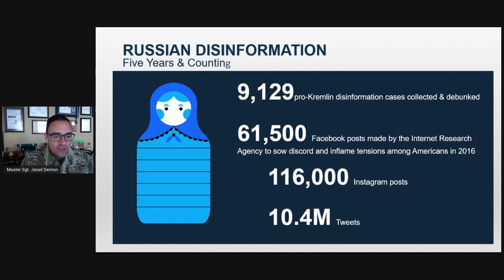In the case of Russia, there have been projects tracking false Russian narratives. Since the EU versus Disinformation site, where this information came from, started up about 5 years ago, they have tracked 9,129 pro-Kremlin disinformation cases. In 2016 alone, the IRA, Internet Research Agency, which is set up in Russia, was responsible for about 62,000 Facebook posts, 116,000 Instagram posts, and 10.4 million tweets. And that's in 2016. In 2020, we've been seeing even larger numbers.